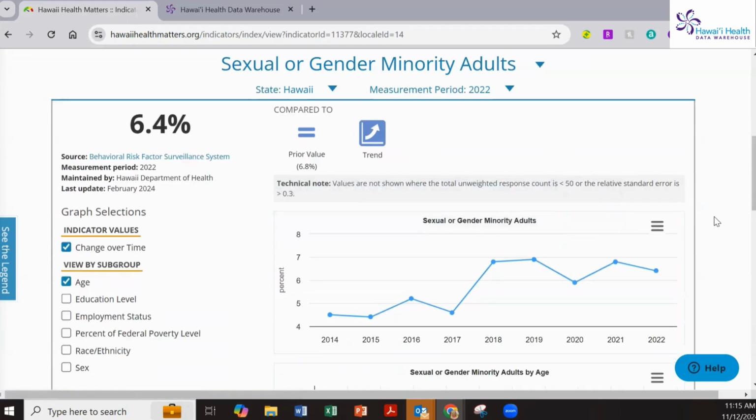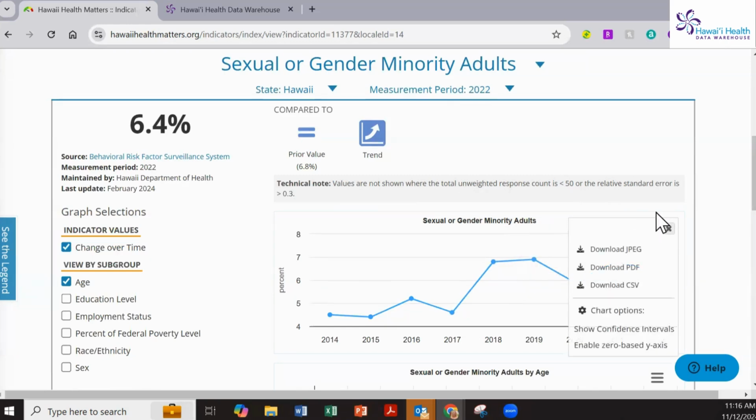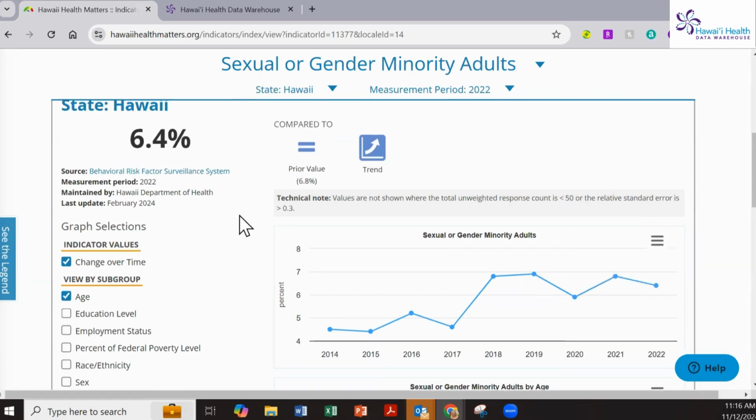Below this, we get our trend data, so we can see the measurement over time. You can hover over the chart to see the actual data values. You can also download this as a JPEG or a PDF, and you can download the underlying CSV data if you wanted to do your own visualizations.